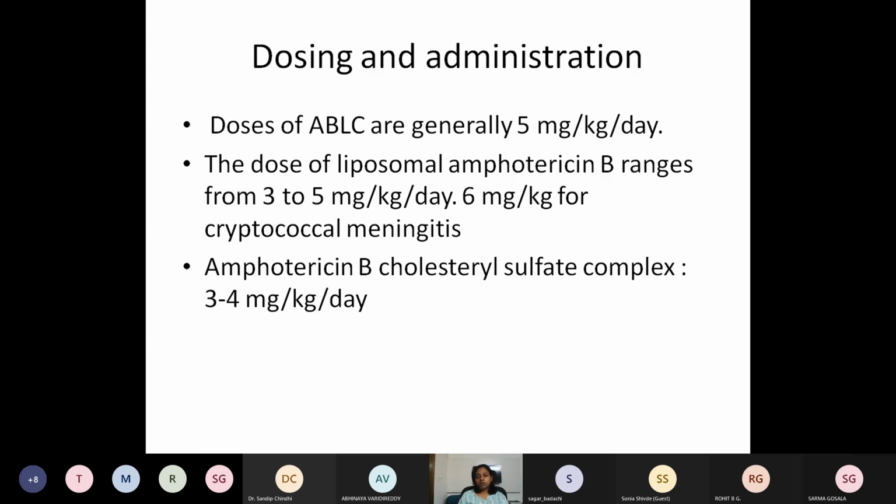The dosing is not studied well in randomized trials, but the doses that are generally used is 3 to 5 milligram per kg per day for liposomal amphotericin B, and up to 6 milligram per kg for cryptococcal meningitis. For lipid complex, it is 5 milligram per kg. For cholesterol sulfate, 3 to 4 milligram per kg. They have tried doses as high as 10 milligram per kg for liposomal amphotericin B, especially for very severe mucormycosis or coccidioidomeningitis or cryptococcal meningitis. But they found that there is not much improvement in the efficacy compared to the increase in the risk for nephrotoxicity.